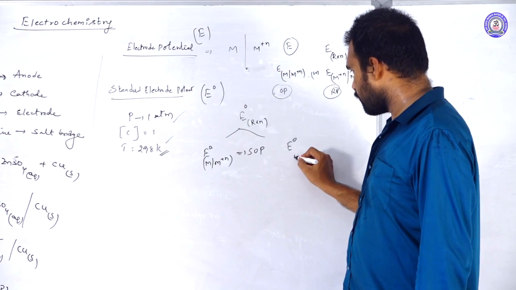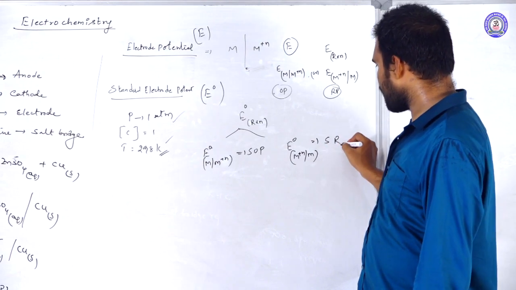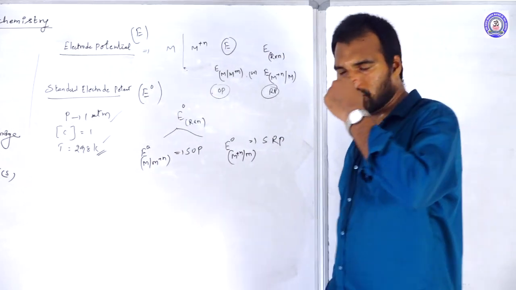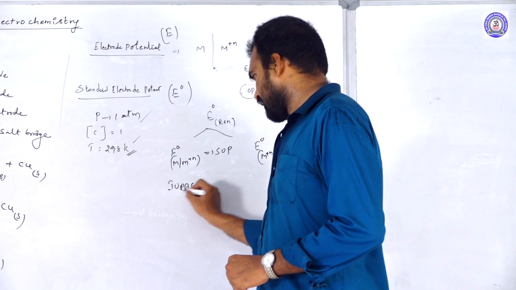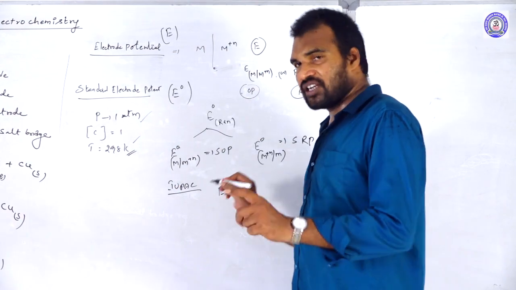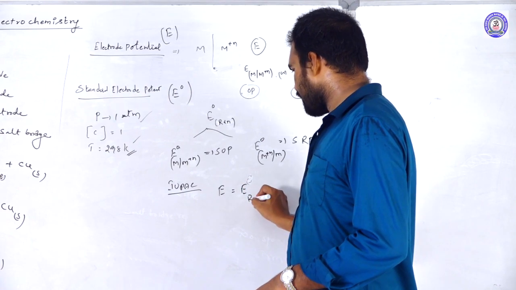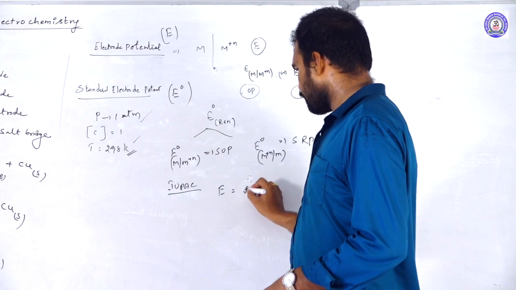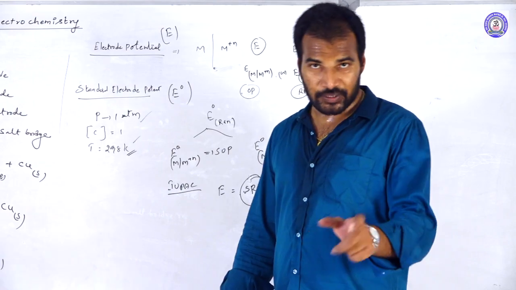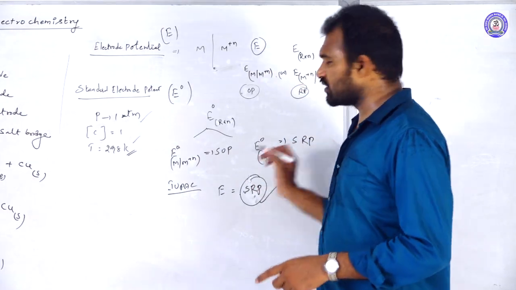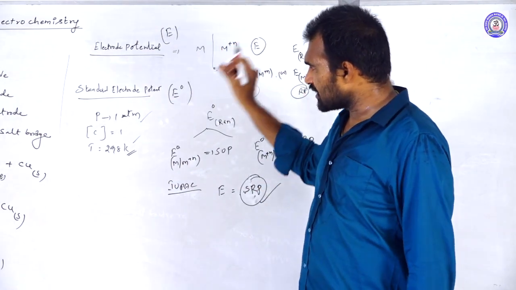Suppose it is E naught of M plus N becoming M, so what can we write? Standard reduction potential. And one point we should remember: as per the IUPAC notation, if they mention electrode potentials, they consider standard reduction potential, SRP values, as electrode potentials, not oxidation potentials. So this is about standard electrode potential.